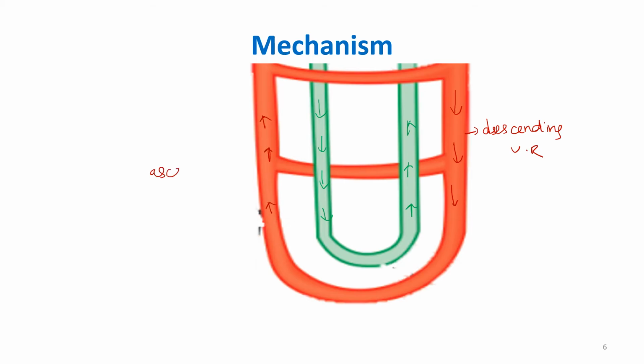So this is the ascending vasa recta. Now we know that the thin descending loop of Henle is freely permeable to water, right? So all this water which flowed into the interstitium will now enter these ascending vasa recta. So the solutes will actually be pumped out of this descending vasa recta.